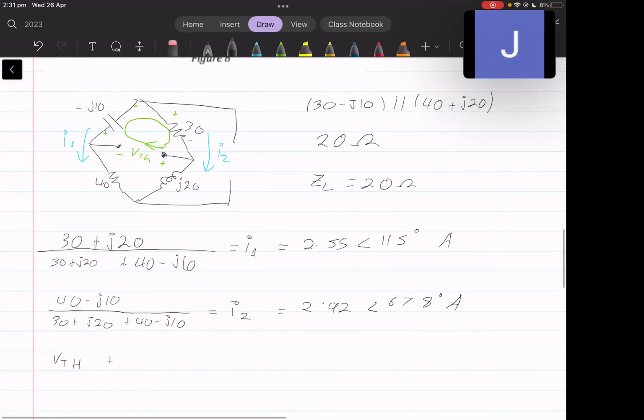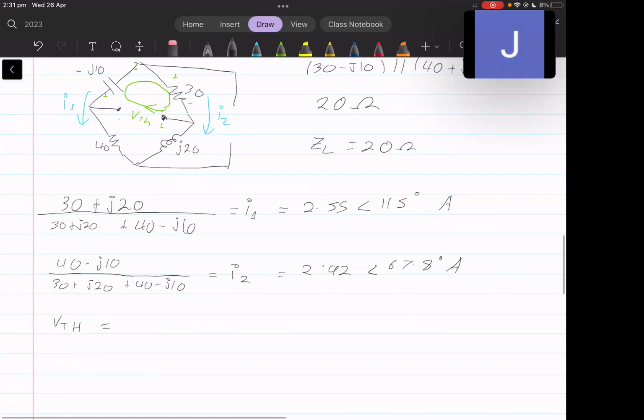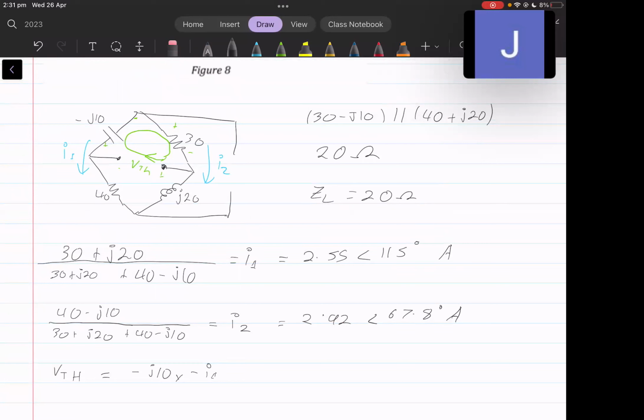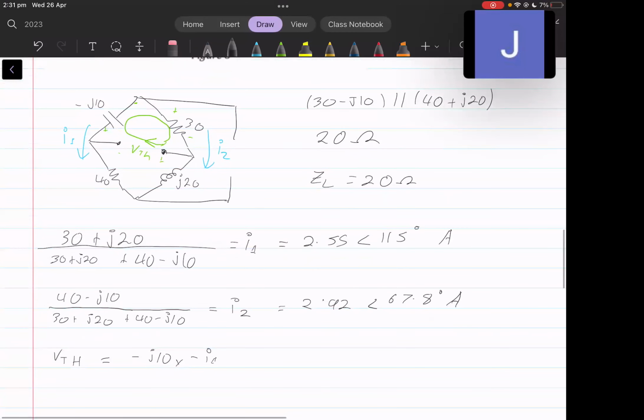So that's going to be, let's put this one the other way around so it can be on its own side. So we can go minus J10 times, this should be minus I1, right? Because if that side is positive, can't go the other way. Or we can put that minus up front. Does that make sense?